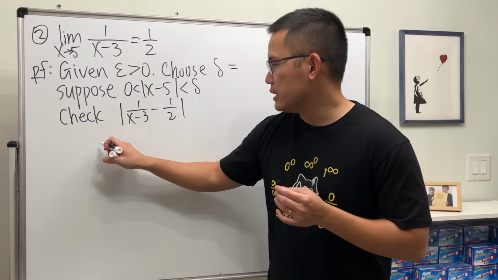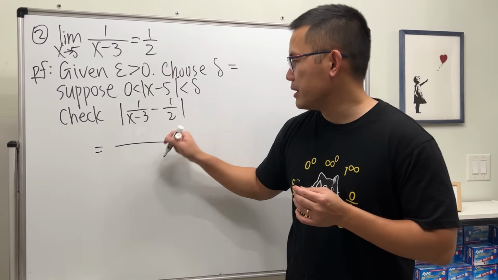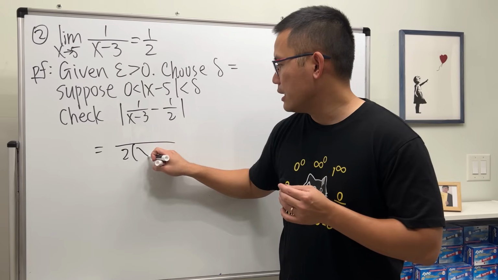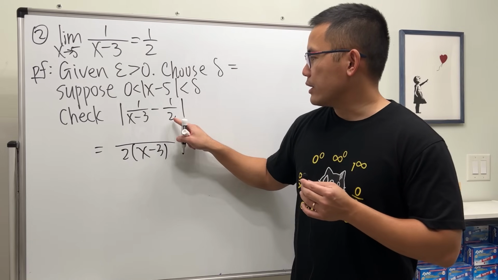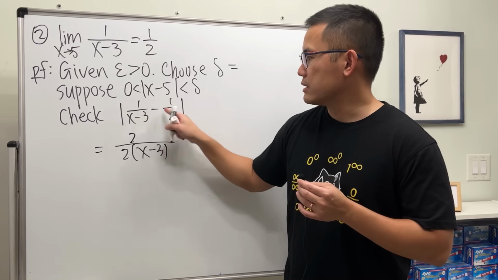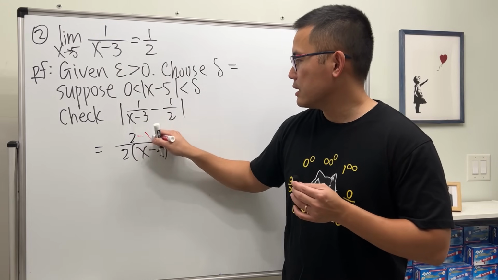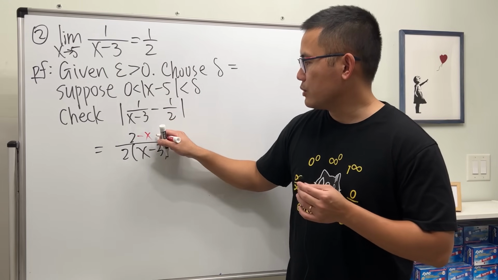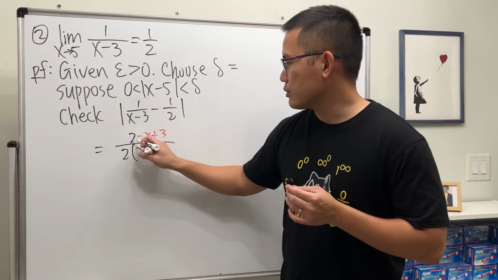Here, let's do some algebra. And the way I like to do it is, let's just multiply the denominators. So we have 2 times x minus 3. And then I do this times that, which is 2. And then I do this times that, so I have minus x. And then minus 3, which is plus 3. So that's what we have.